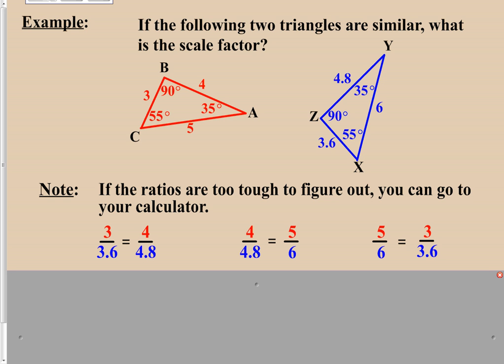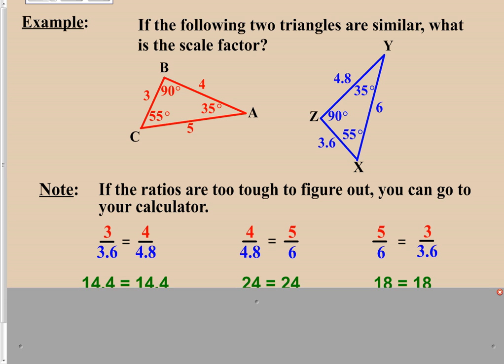And 5 times 4.8 is also 24. So that is a good proportion. On the right, the 5 times 3.6 is 18. And the 3 times the 6 is also 18. So what we have here is 3 good proportions. That means our triangles are similar.